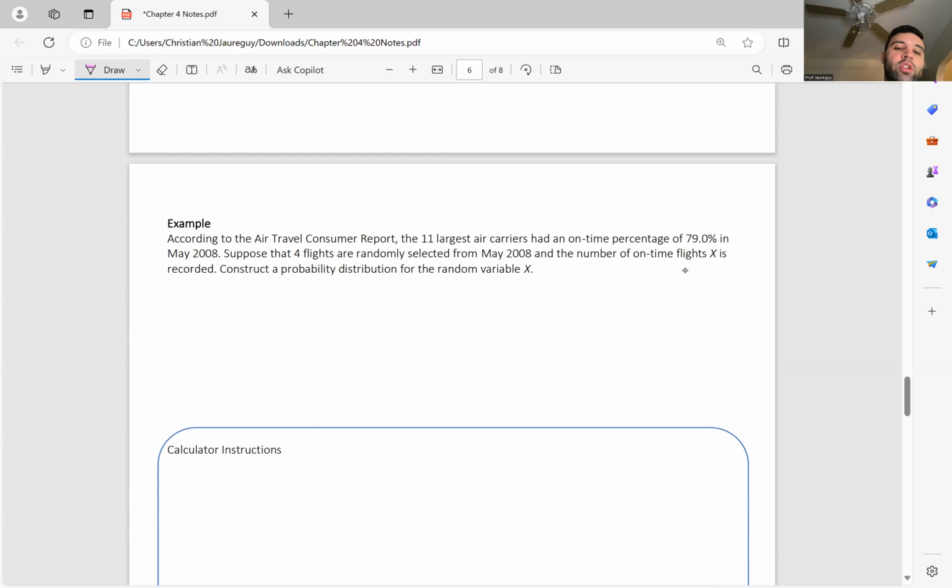According to the Air Travel Consumer Report, the on-time percentage is 79%. Suppose that 4 flights are randomly selected. Okay, so I know N is 4. X is the number of on-time flights. So what we're going to do is create X and the probability of X, with 0, 1, 2, 3, and 4. I'm choosing 4 flights. I know N is 4, P is 0.79, and hopefully you can figure out that Q is 0.21. Awesome.